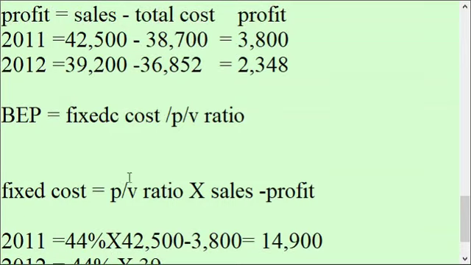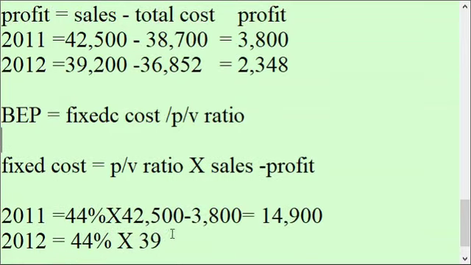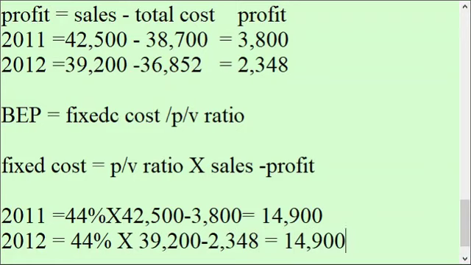Sales is 39,200 minus profit for that year, which is 2,348. If we simplify, we also get an answer of 14,900. Fixed cost will be the same for all levels of production. But I have just calculated both years' profit, so we can consider both years to calculate fixed cost. So now we have calculated fixed cost: 14,900.